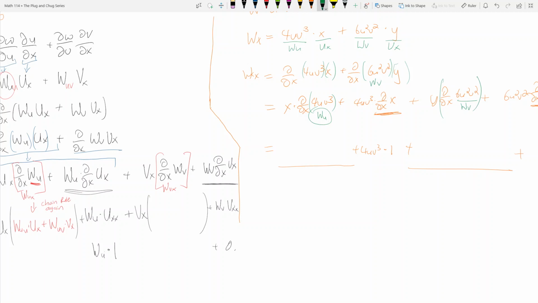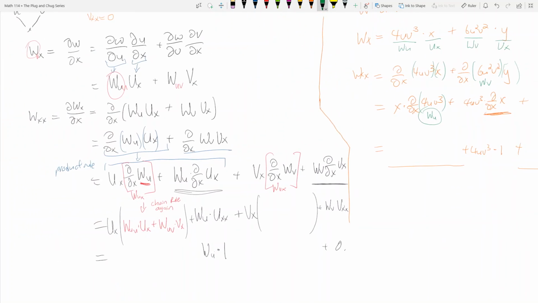Yeah, it doesn't make sense. This w sub v is still a function of u's and v's. I still got u's and v's inside, right? And so that means when I take this derivative with respect to x, I have to use the chain rule again, okay? And how do I use the chain rule?